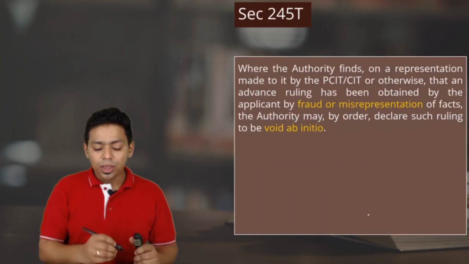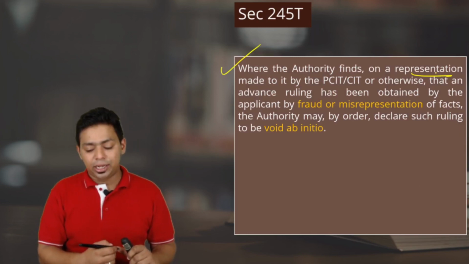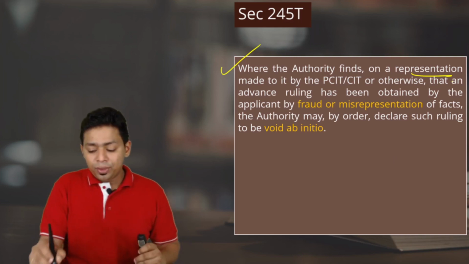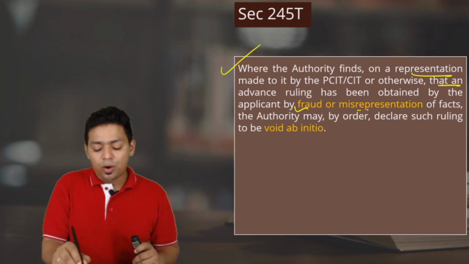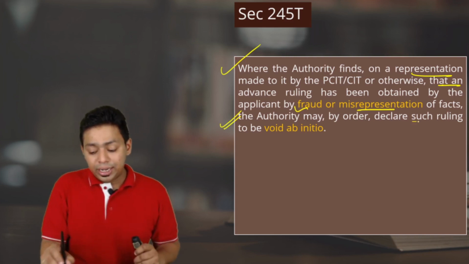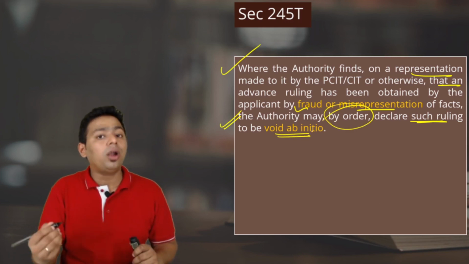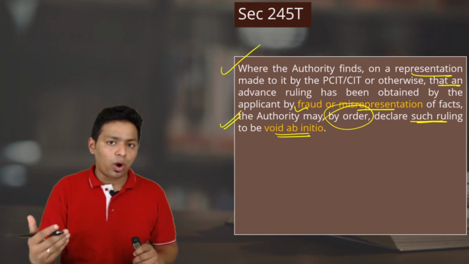Where the authority finds, on a representation made by the PCIT or otherwise, through various routes by which they come to know, that an advance ruling has been obtained by the applicant by fraud or misrepresentation of facts, the authority may by order declare such ruling void ab initio. They have to pass an order. They cannot just say it, they have to pass a legitimate order.